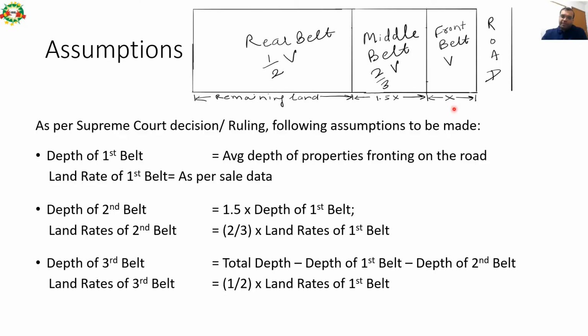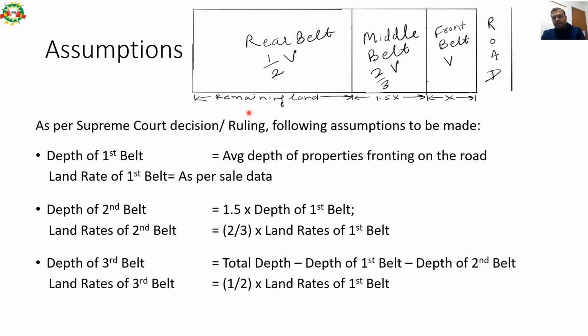So 1.5 times the depth of the first belt is equal to the depth of the second belt, and the rate will obviously be less because it is a rear plot. As per the Supreme Court decision, the land rate for the second belt will be based on the rate we have considered for the front belt. Say if we have taken a rate of 300 rupees for the front belt, then the rate for the second belt will be 2/3 of 300, which is equal to 200 rupees. So 2/3 of the first belt rate will be taken as the land rate for the second belt.